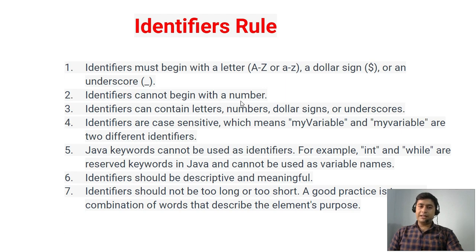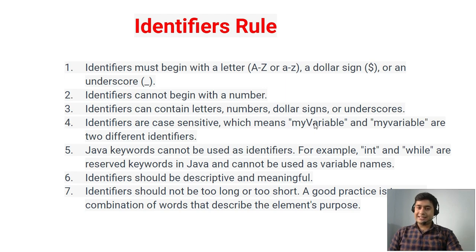Identifiers cannot begin with a number. That we have already discussed. You can't start with a number. Identifiers can contain letters, numbers, dollar sign, or underscore only. Identifiers are case sensitive, which means myVariable and myvariable are different. Like here you can see a capital V and a small v.